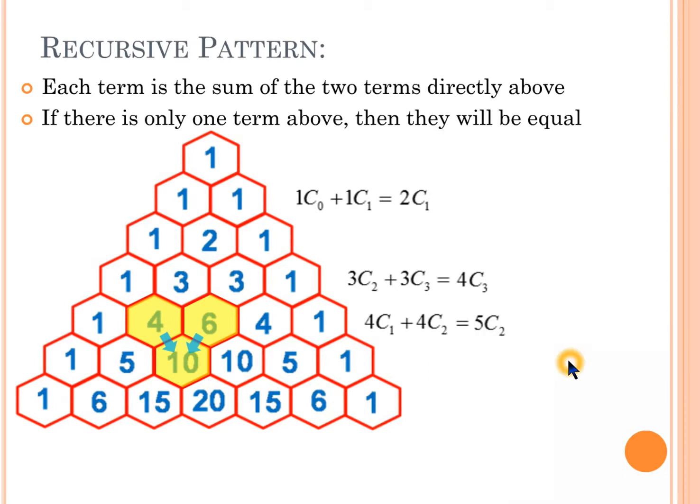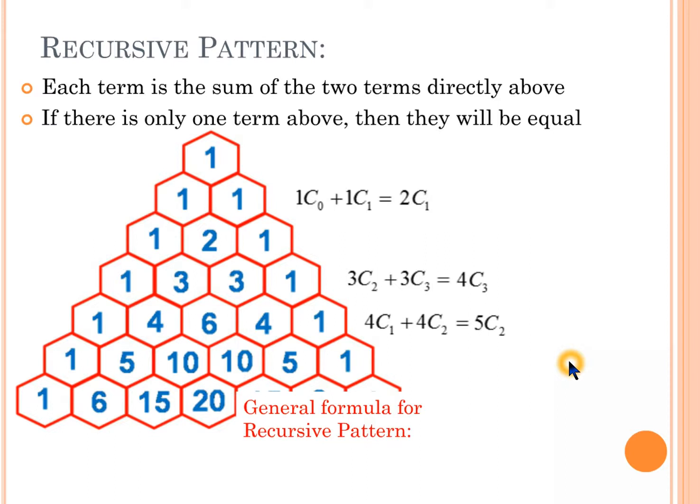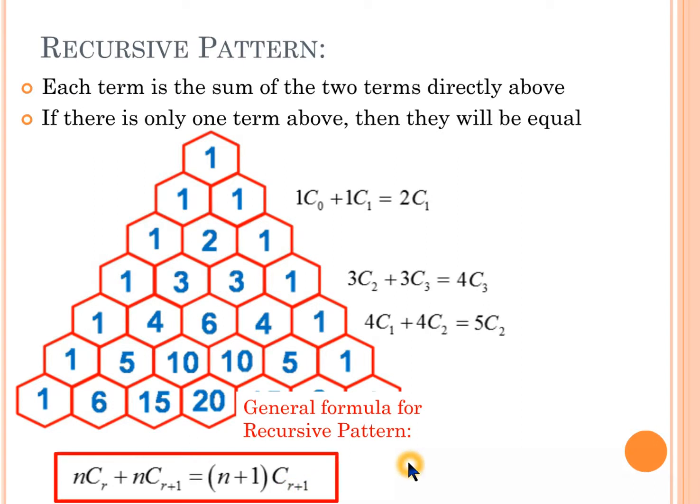All right, so hopefully we're seeing a little pattern here. Let's just keep on going. The general formula for this recursive pattern is that if I have n choose r, plus n choose r plus 1, that's going to equal n plus 1 choose r plus 1. So that's a little formula that we can come up with by looking at Pascal's triangle.